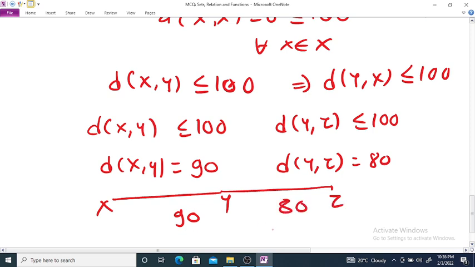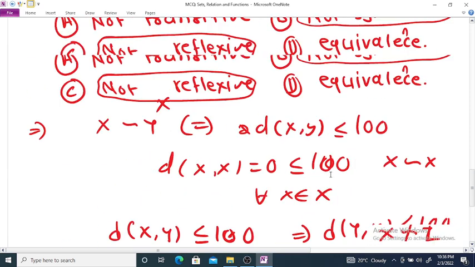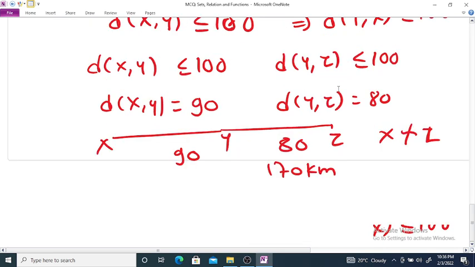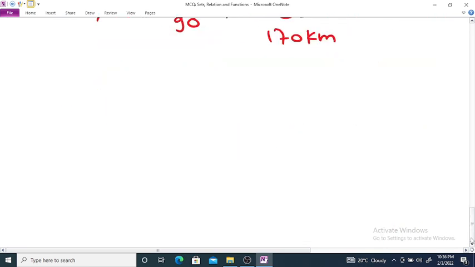So the total distance is what? 170 kilometers, and therefore x is not related to z, and therefore the given relation is not transitive. So the correct option is what? Option number A. Now the next example, number 5.